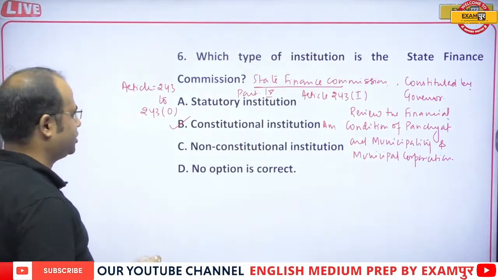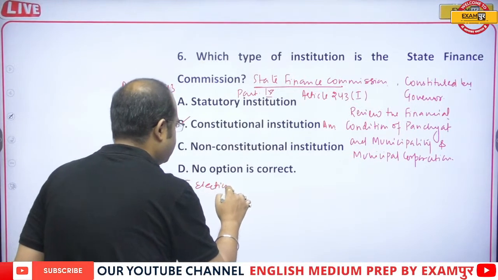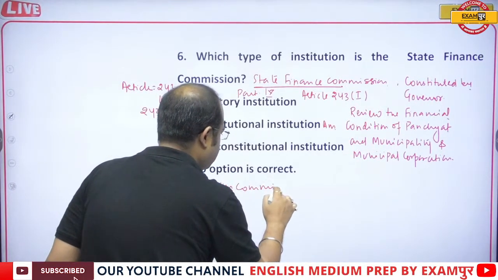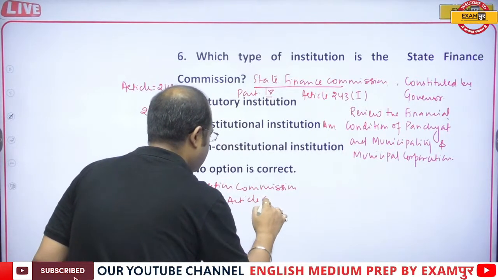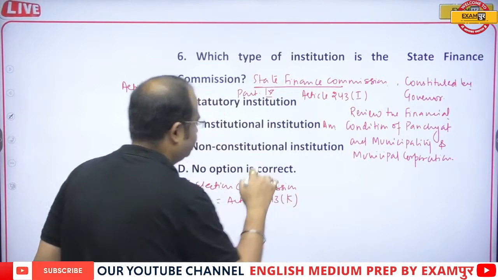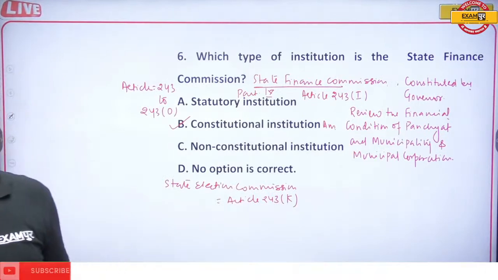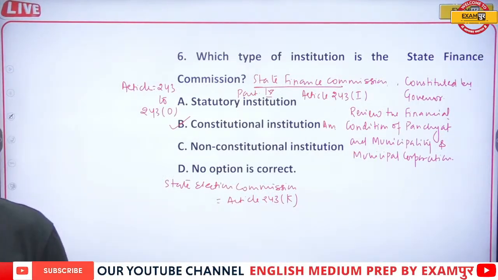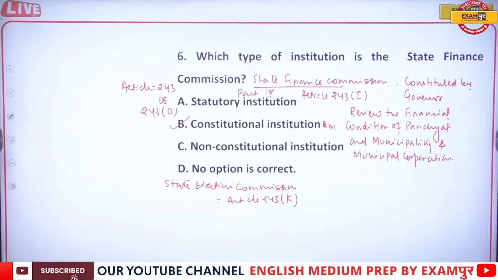And the State Election Commission is Article 243K. So the correct answer will be, guys, option B, the constitutional institution. The State Finance Commission is constituted by the governor to review the financial position of panchayat and municipality. So the correct answer will be option B.